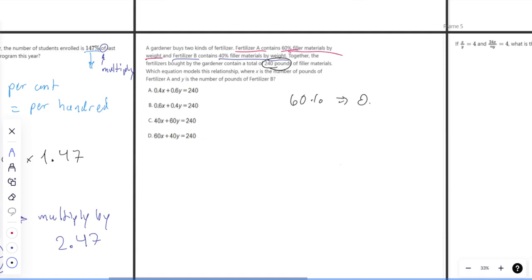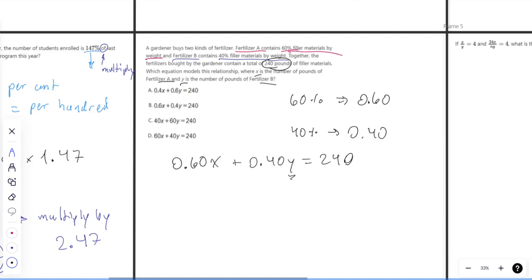All right, so 60% as a decimal is 0.60. 40% is, of course, going to be 0.40. X is the number of fertilizer A. Y is the number of fertilizer B. So that's going to be 0.60 times X plus 0.40 times Y is equal to 240, right? Because Y corresponds to fertilizer B, X corresponds to fertilizer A. And so that's going to give us answer choice B.